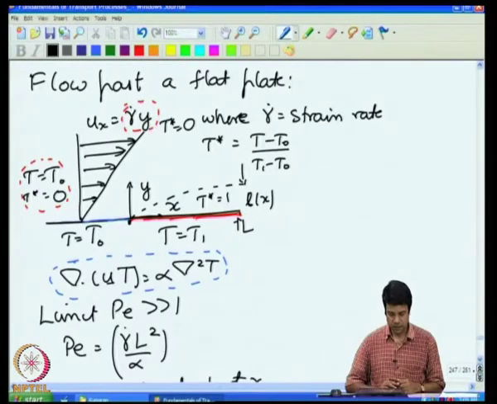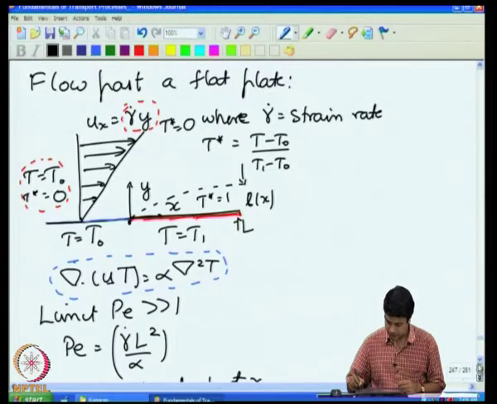A flat plate with a heated section starting at x equal to 0: T is equal to T naught for x less than 0 and T is equal to T1 for x greater than 0. The fluid that is incident on that plate has a temperature T naught, and we assume a linear velocity profile at the surface. The velocity ux is non-zero, equal to the strain rate times y, whereas uy is equal to 0.